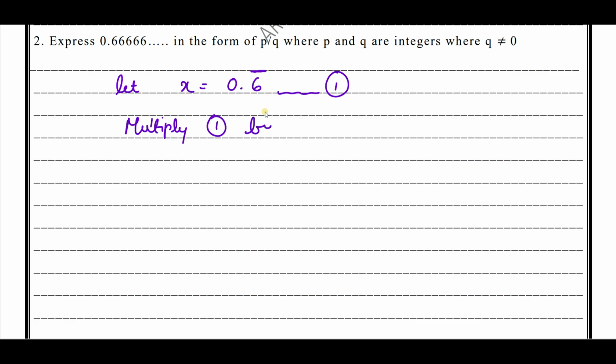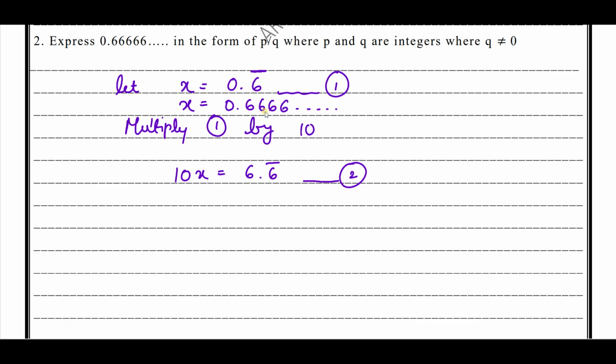So multiply equation 1 by 10. That is x equals 0.6666, it is recurring. Now if you multiply equation 1 by 10, it becomes 10x equals 6.6 recurring. Take this as equation 2. Why we should multiply by 10? Because a single digit is recurring. If 2 digits are recurring, you should multiply by 100. If 3 digits are recurring, you should multiply by 1000. Here the single digit 6 is recurring, so I am multiplying the equation 1 by 10.